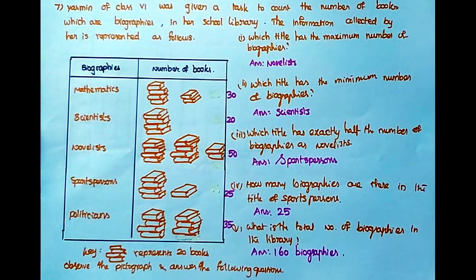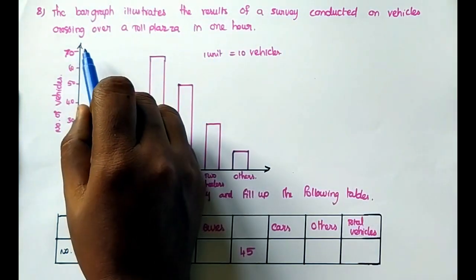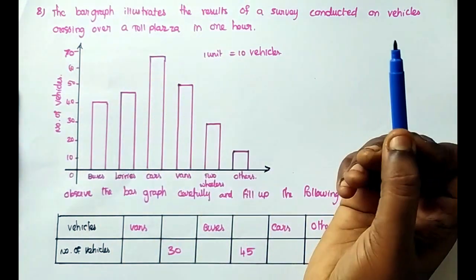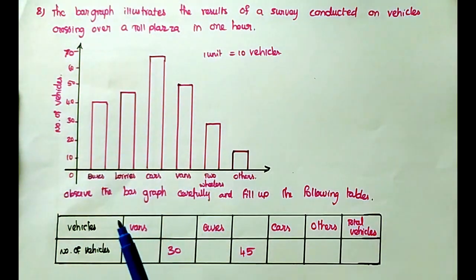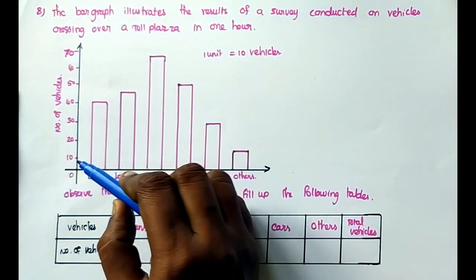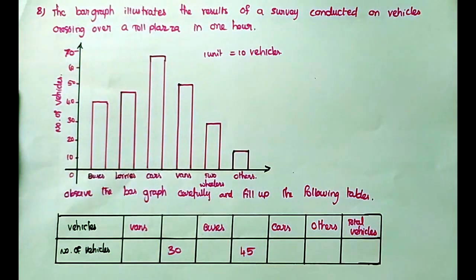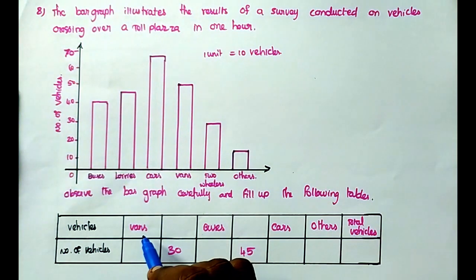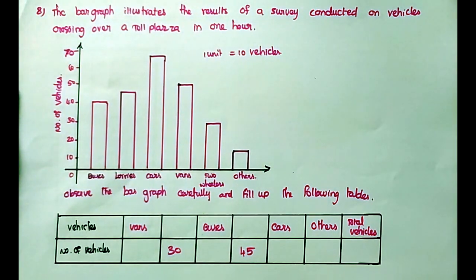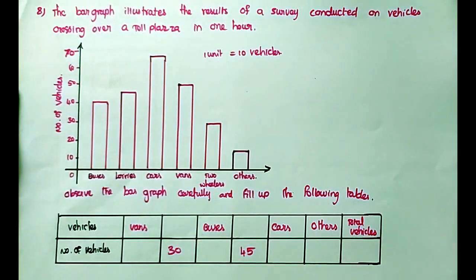That is the answer. 8th sum, the bar graph illustrates the result of a survey conducted on vehicles crossing over a toll plaza in 1 hour. They have given the vehicles and number of vehicles crossing over a toll plaza. Here 1 unit equals 10 vehicles. Observe the bar graph carefully and fill up the following table. Here vehicles and number of vehicles. Vans. How many vans are there? That means van 50.